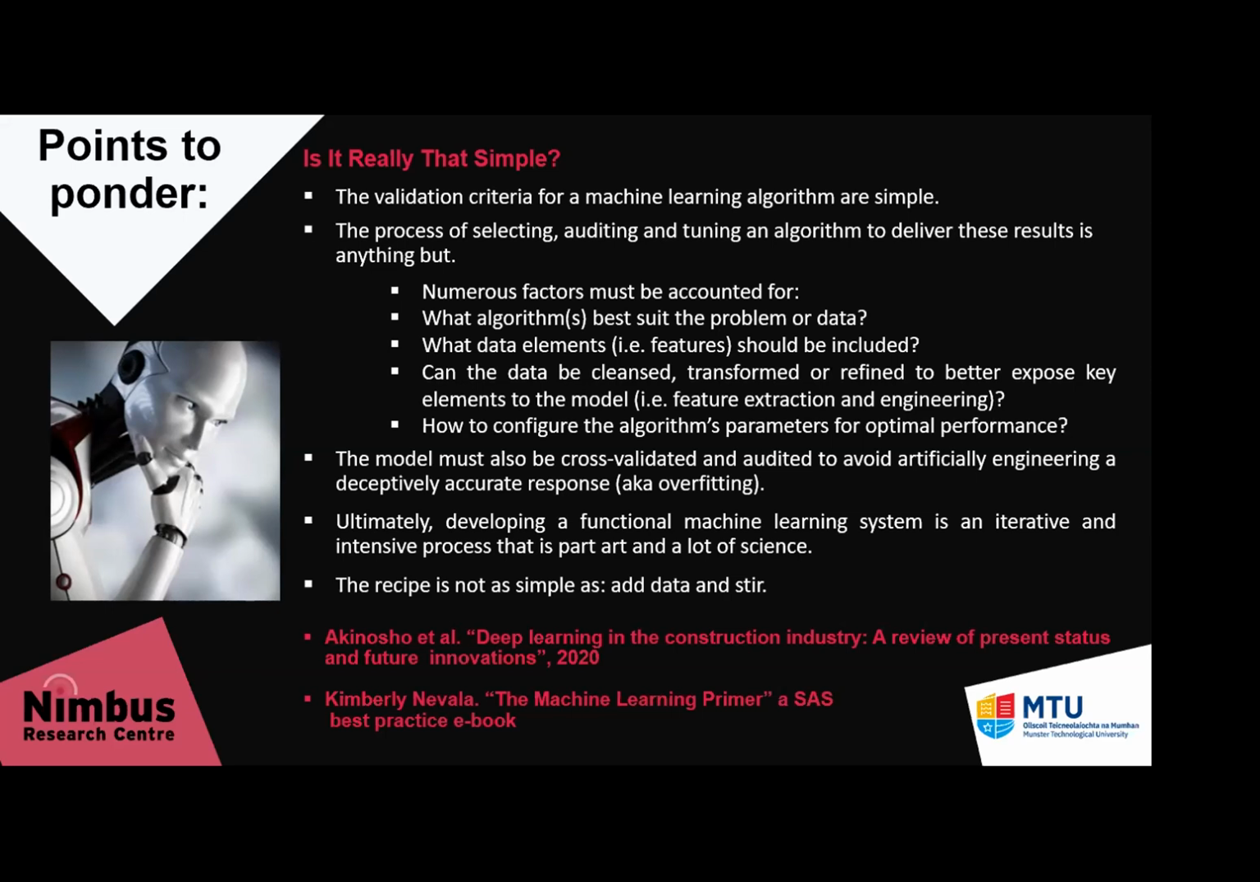The model must also be cross-validated and audited to avoid a deceptively accurate response, for example, overfitting. An admittedly simplistic example: it is relatively easy to create a model that predicts yesterday's weather with a high degree of accuracy, but that same model may not predict tomorrow's weather as well, or be the only model that works. So ultimately, developing a functional machine learning system is an iterative and intense process that is part art and a lot of science.